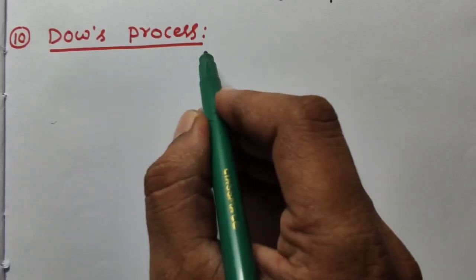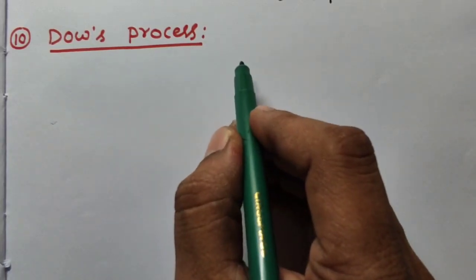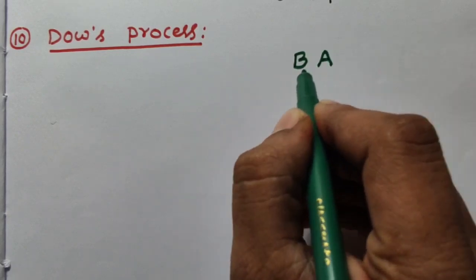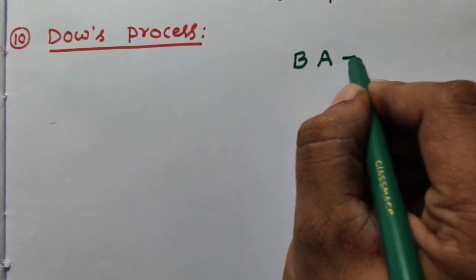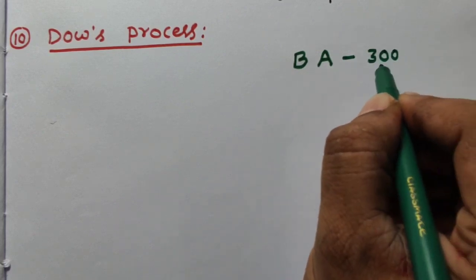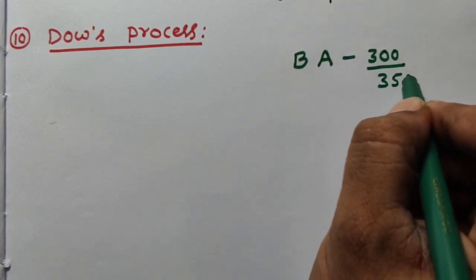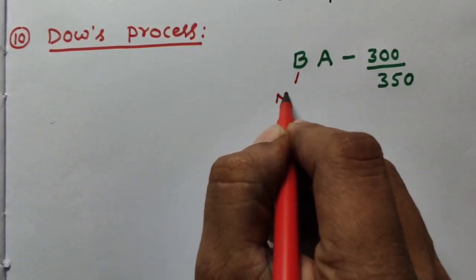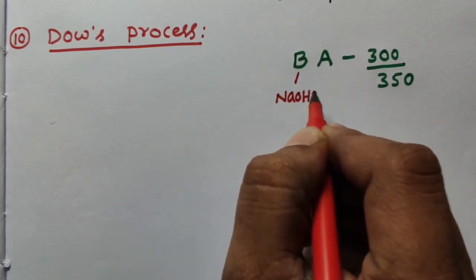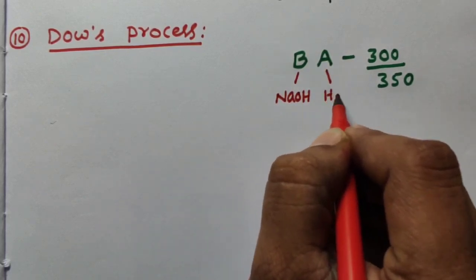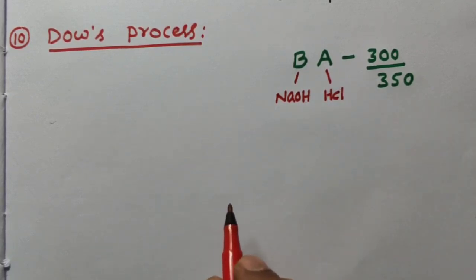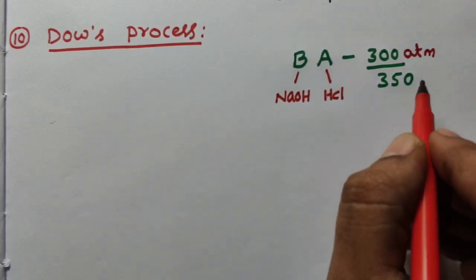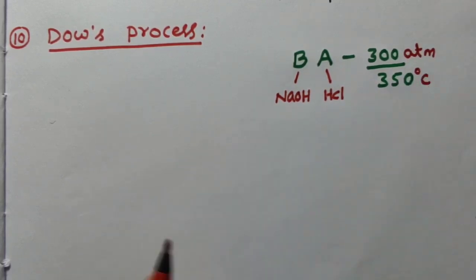Next reaction, Dow's process. Here I will give you one small trick to remember. You can assume one student is there. He is studying BA, Bachelor of Arts. He got 300 marks out of 350. So here B for base. What is the familiar base? NaOH. A for acid. What is the familiar acid? HCl. These two are reagents. And here pressure is 300 atm. Temperature is 350 degrees Celsius.